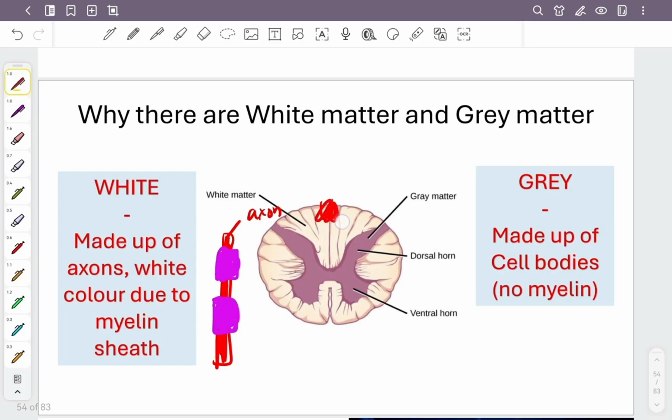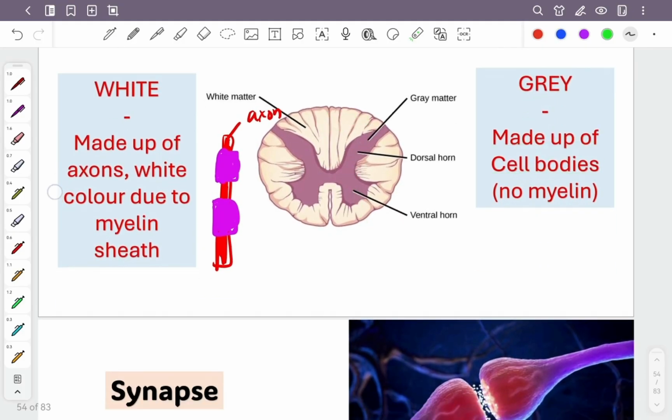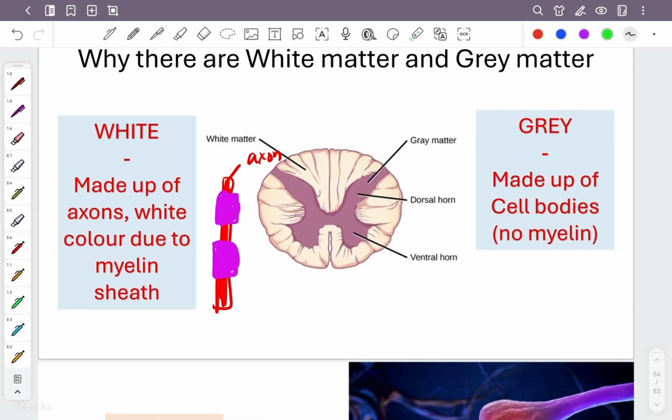So you cannot see it directly from the diagram, but here there is actually a lot of axon. How about this part that is grey? It's because it is made out of cell bodies. You know cell body has no myelin sheath, right? So it is grey in color.